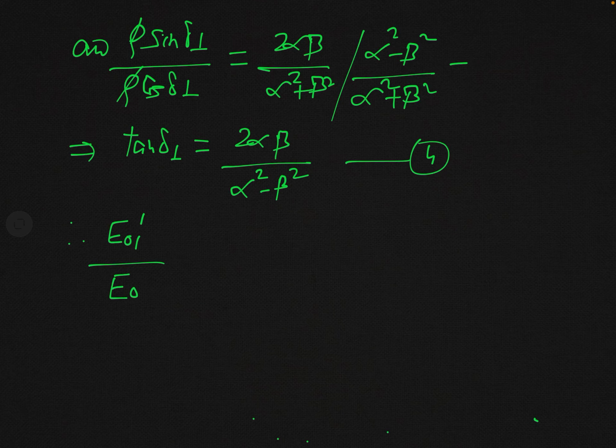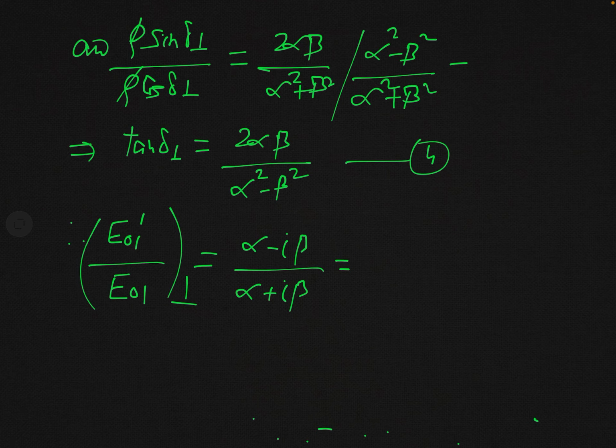Now we can find the ratio of the amplitude of the reflected wave and the incident wave in terms of these quantities. So E naught 1 prime over E naught 1 perpendicular, what will be this? This is alpha minus I beta over alpha plus I beta, and we have assumed that this is equal to e to the power minus I delta perpendicular, and from here we can easily find this delta perpendicular.